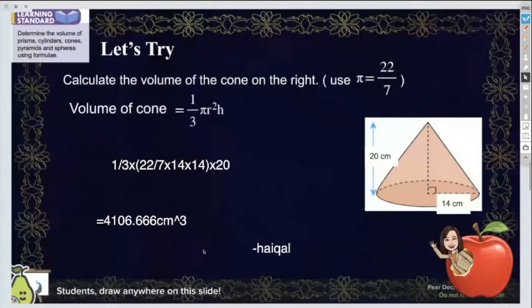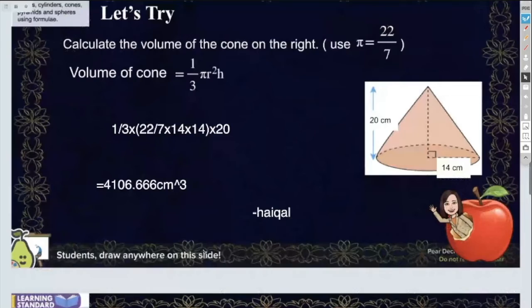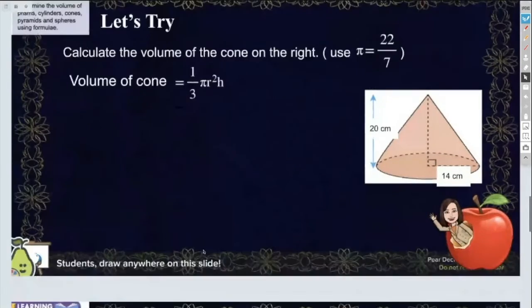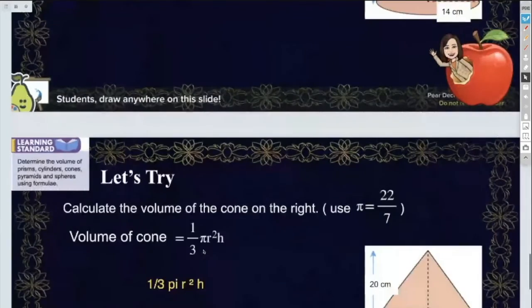Okay, Haika, yes, good. Haika, just now the teacher mentioned already, 2 decimal places only. Okay, round off the final answer to 2 decimal places. Haika, change a little because you wrote 666. Okay, so this one is not finished yet.